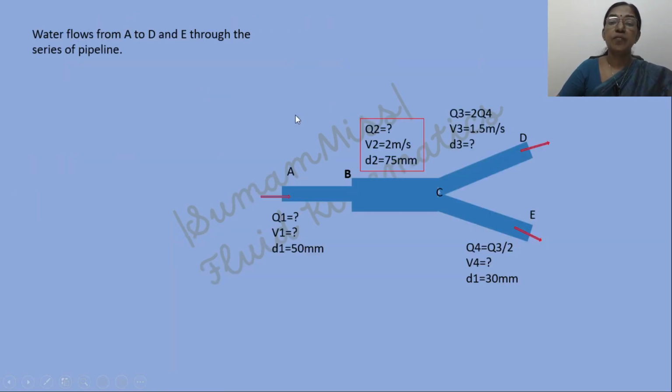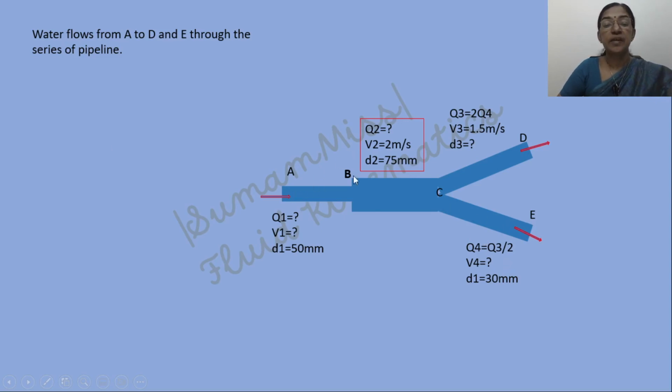The next problem we are going to discuss is the application of the continuity equation for a series of pipes. The figure shows that water flows from A to D and E through a series of pipelines. The data to be determined for the pipe segment AB are Q1 and V1, whereas for the pipe BC we have to determine the discharge, and for the pipe CD we have to get the value of discharge and diameter of this pipe. Similarly, for the pipe segment CE, we have to get the value of discharge and velocity.